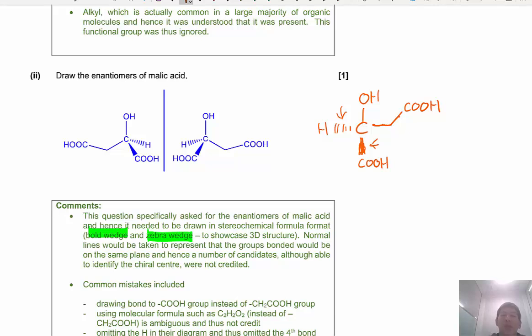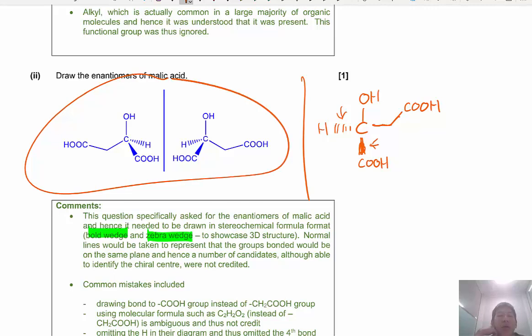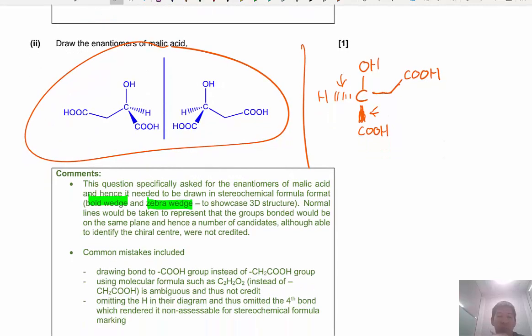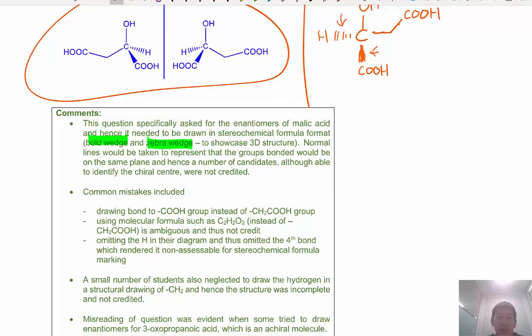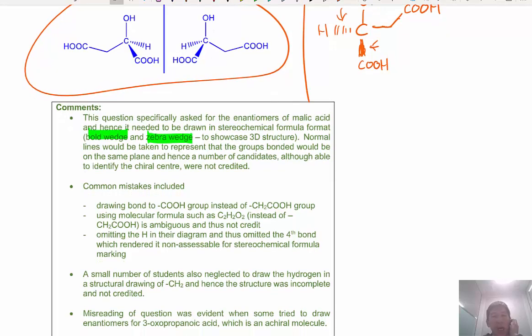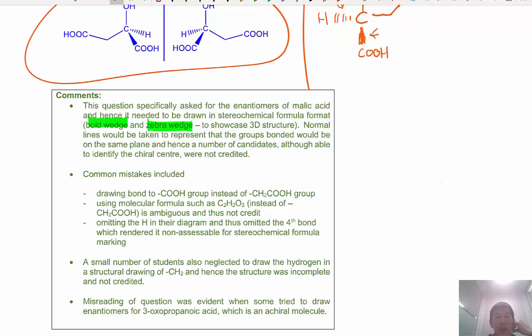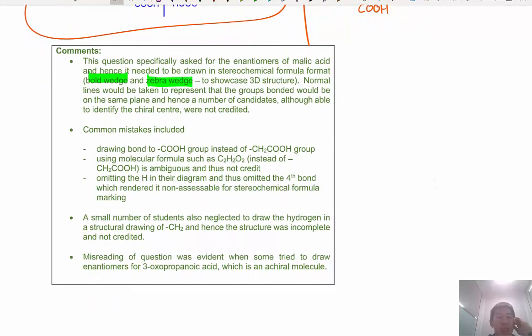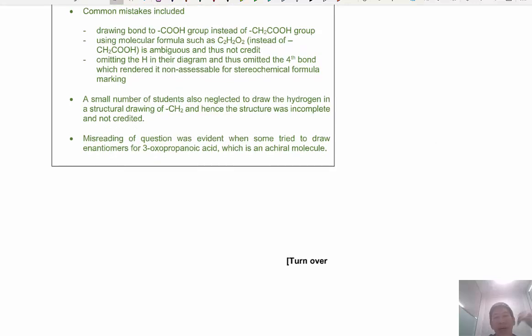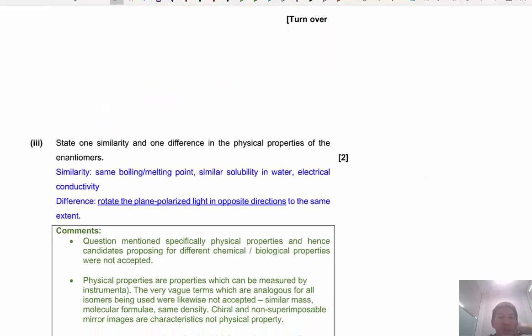And of course, next you need a mirror line. Then you mirror the structure. So you can see this is an example of the mirror line. You need to draw both enantiomers. You draw only one, no credit. The hydrogen needs to be shown, of course, because of 4 different groups. Again, we are asking for malic acid, not the other compound. So please read carefully.